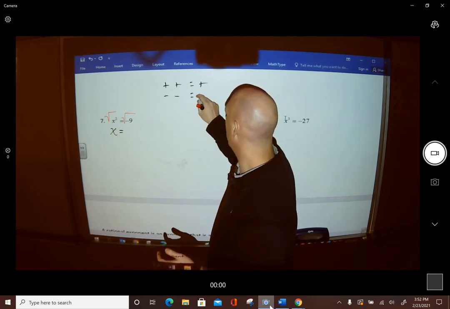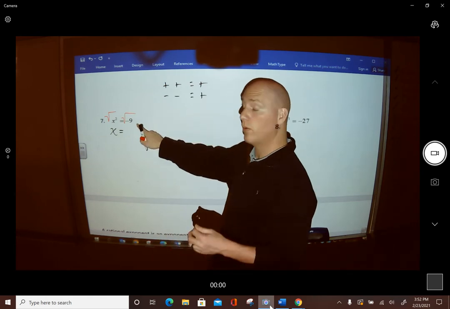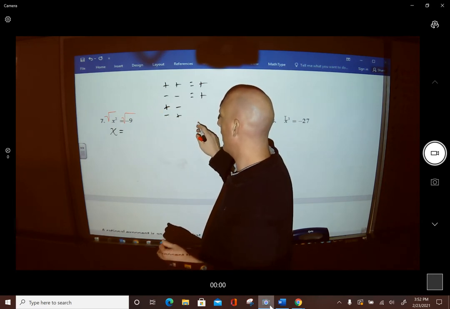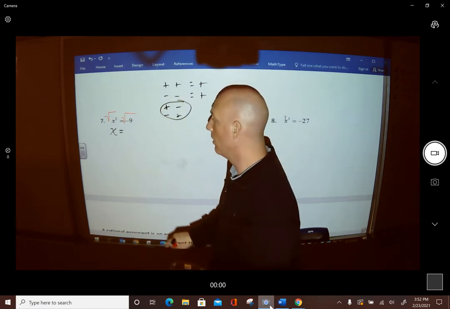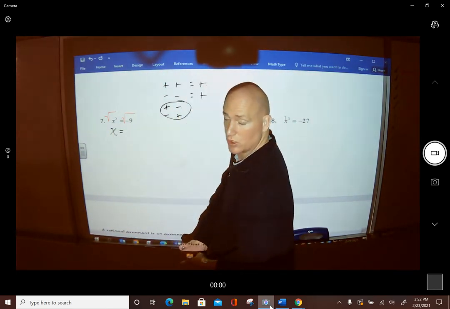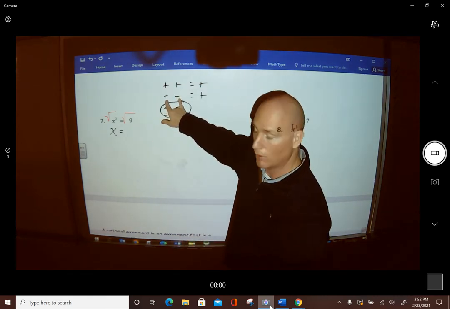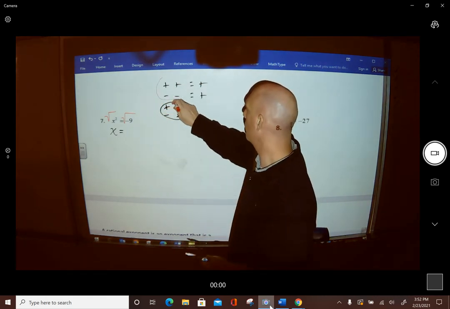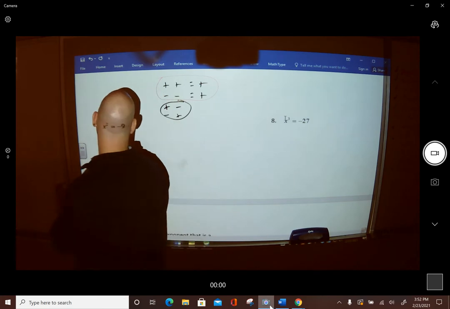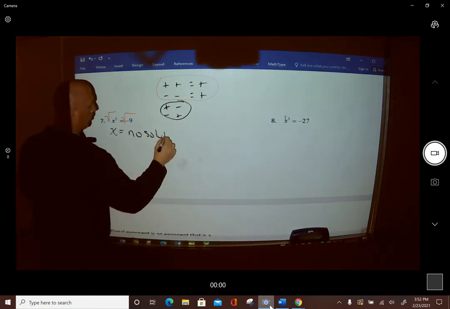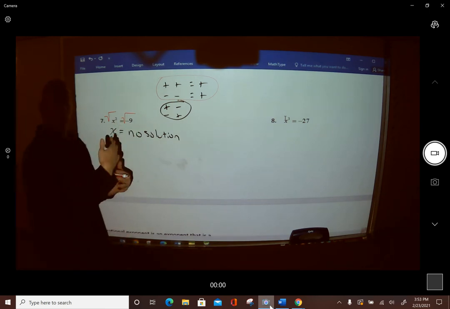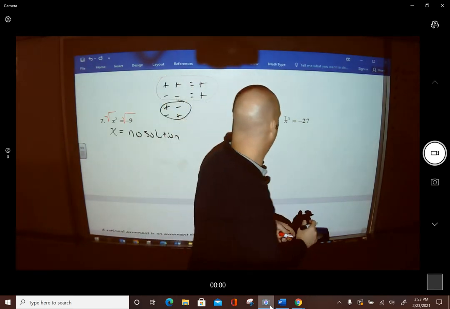A negative times a negative is a positive. The only way to end up with a negative is a positive times a negative or a negative times a positive. These are invalid because this says the number squared, which means a number times itself. If you were going to use a number times itself, it would have to be the same sign repeated. All that means is x equals no solution. And that shouldn't be a far-fetched thought. What number squared is -9? There is no number.